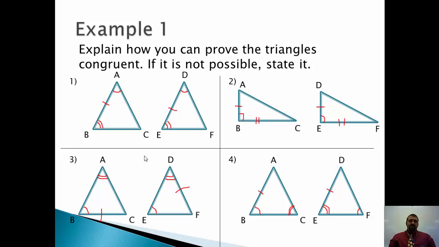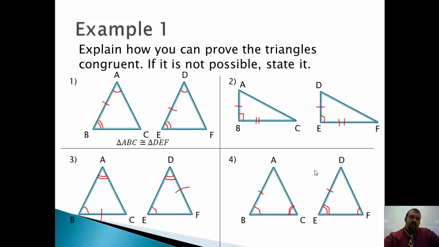Alright, for the first one, I look at the order. Angle, side, angle. Angle, side, angle. They match up. These two triangles have to be congruent. The way I would say it is I'd go triangle ABC is congruent to triangle DEF, making sure I have the correct order here. So those two triangles in number 1 are congruent. Triangle ABC is congruent to triangle DEF.